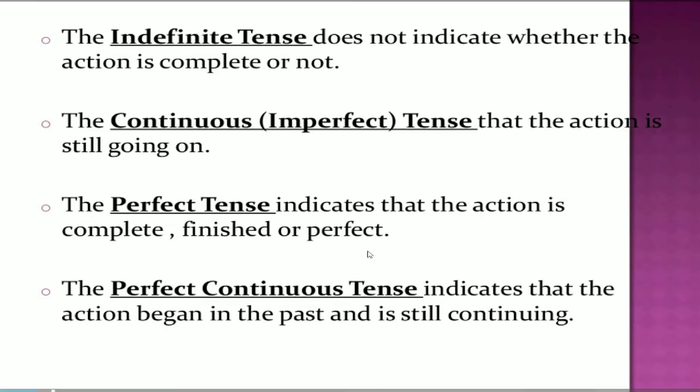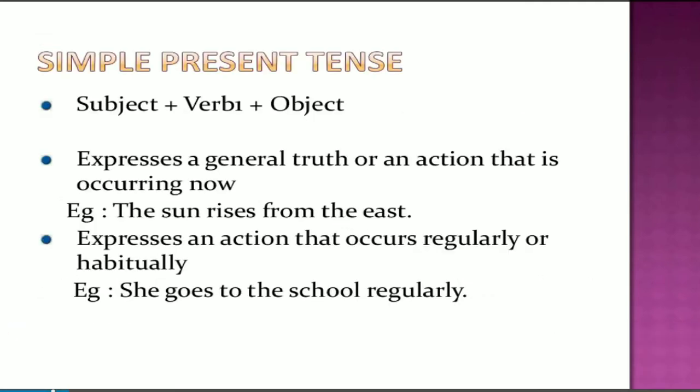The perfect continuous tense indicates that the action has begun in the past and is still continuing. That is the perfect continuous tense. We are using it. So that is about that.